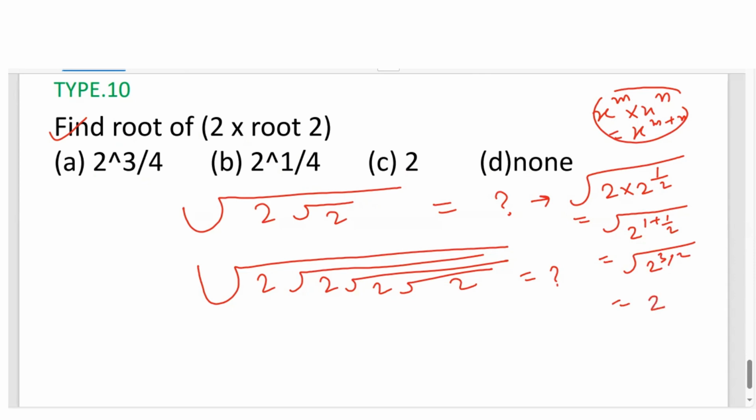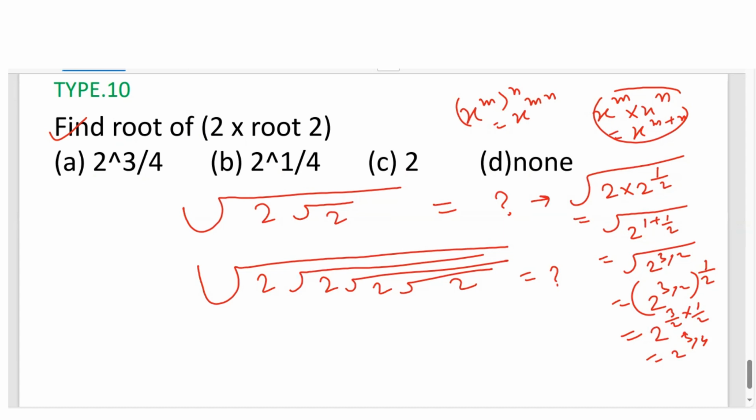Now you have 2 to the power 3 by 2, and this is under a root. Root means power half. Now you know the formula: x to the power m, to the power n, is x to the power mn. So if we apply this rule here, 2 to the power 3 by 2 into half, we get 2 to the power 3 by 4. So this is the basic concept for this question. But if we solve a lengthy question like this, it will take a lot of time. So we need a simple technique for this type of question.